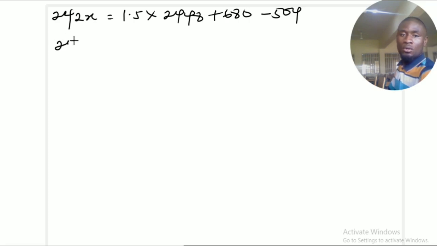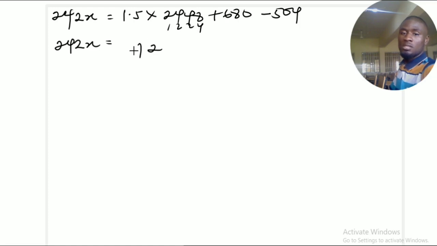So we have 242x equals 1.5 multiplied by 2,448. So that would be what now? That would be that we are adding 2,448 and 1,224. 1,224, it becomes 2, that's 12, remainder 1, becomes 6, 7, plus the 1. So here we have 6 and we have 3. So 1.5 multiplied by 2,448 gives 3,672 plus 680 minus 504.